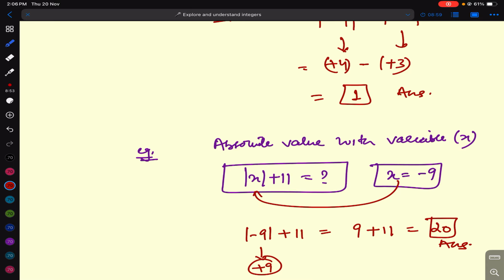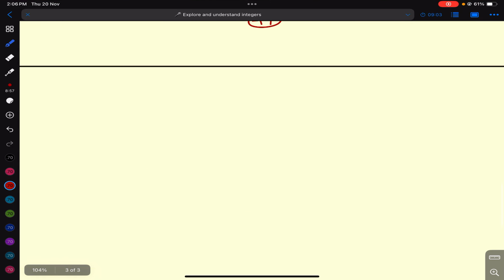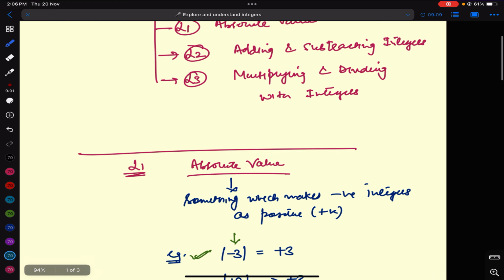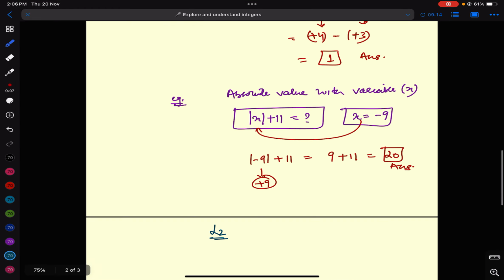Okay, so now let's move to lesson number 2, which is a part of this chapter. Now what was your lesson number 2 in the first place? Lesson number 2 was adding and subtracting of integers. So let's start with that.